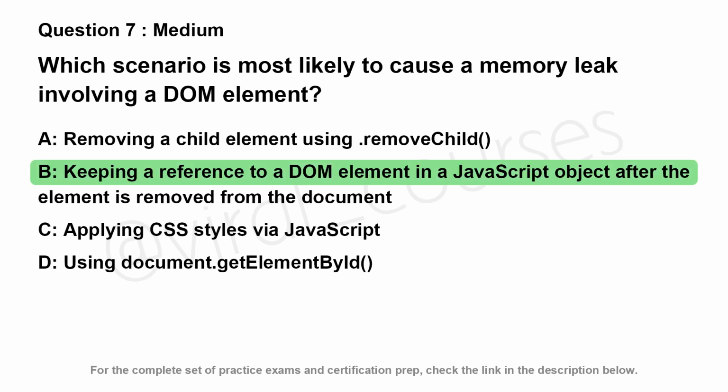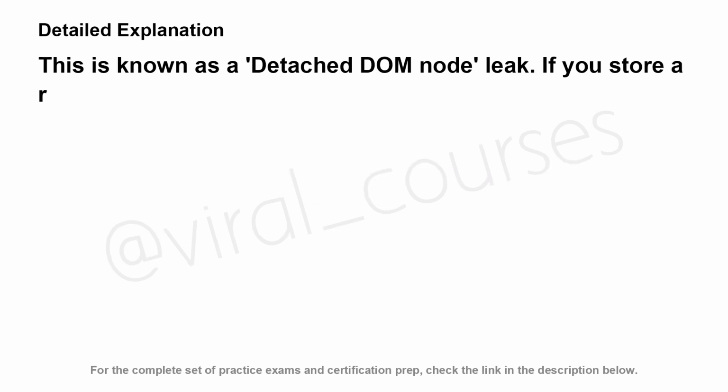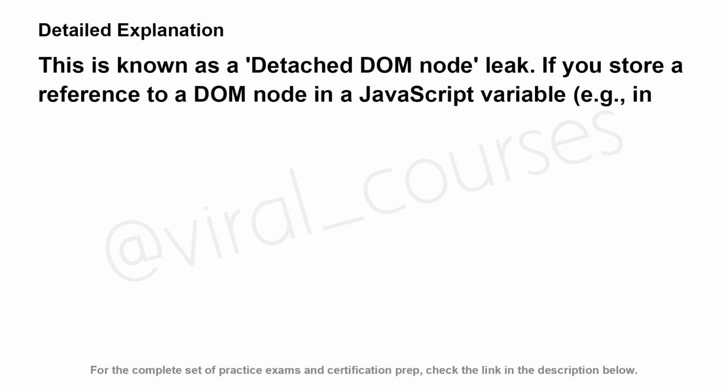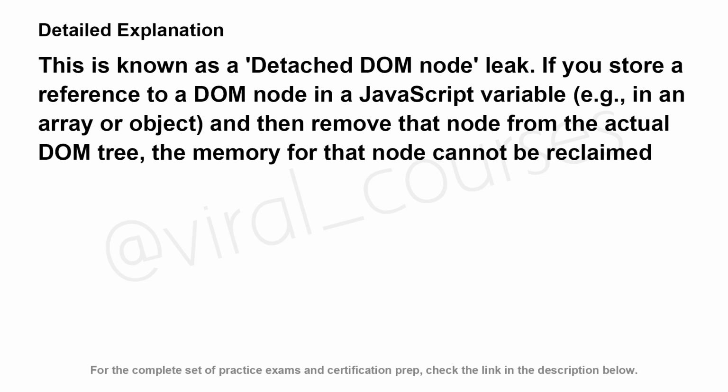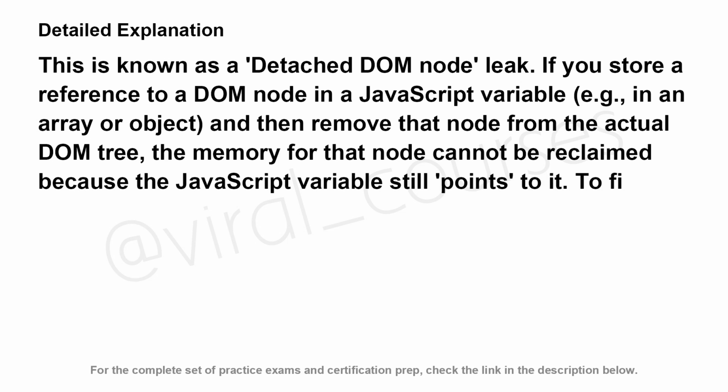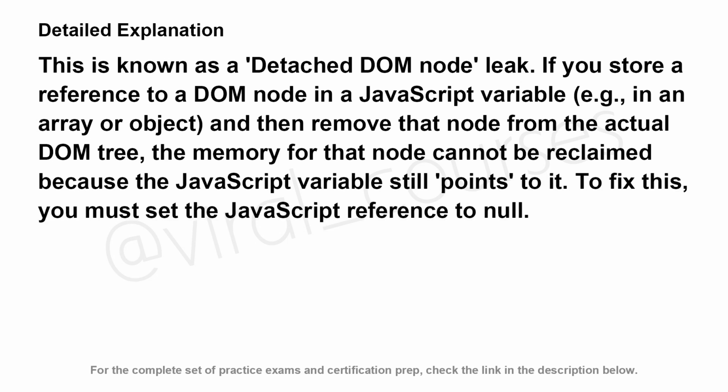The correct answer is B. This is known as a detached DOM node leak. If you store a reference to a DOM node in a JavaScript variable, e.g., in an array or object, and then remove that node from the actual DOM tree, the memory for that node cannot be reclaimed because the JavaScript variable still points to it. To fix this, you must set the JavaScript reference to null.